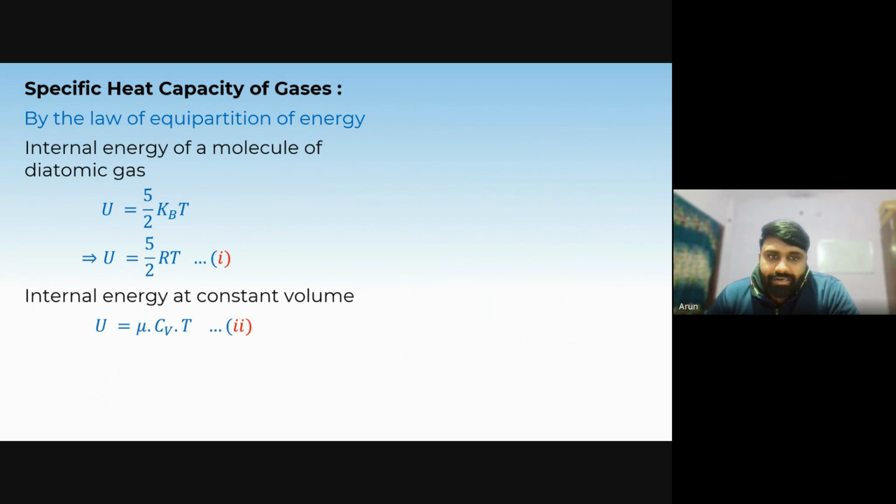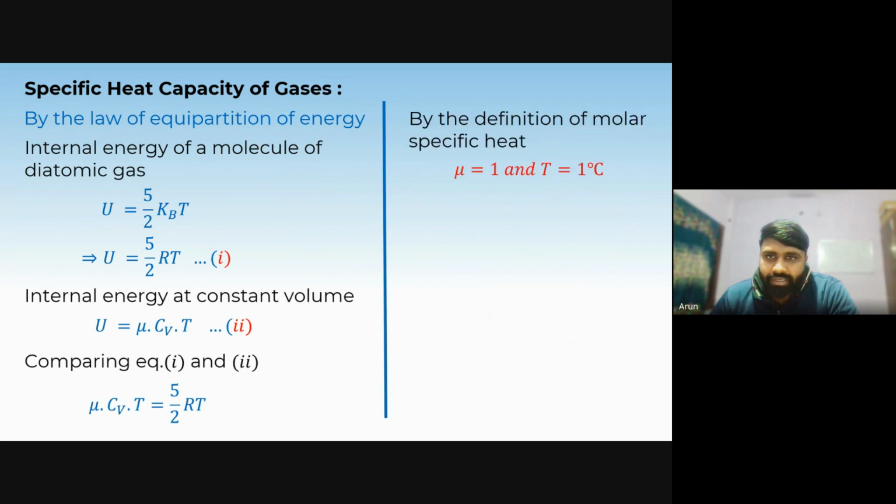Now the internal energy at constant volume is mu Cv delta T. So mu Cv delta T is equal to 5 by 2 into RT. From that you can say that Cv is nothing but 5 by 2 into R, because this is the molar heat capacity. Mu is the number of moles, which is 1, and delta T is 1 degree Celsius. So Cv will become 5 by 2 R.